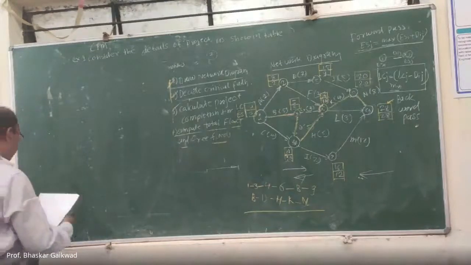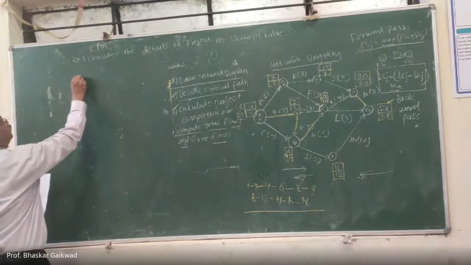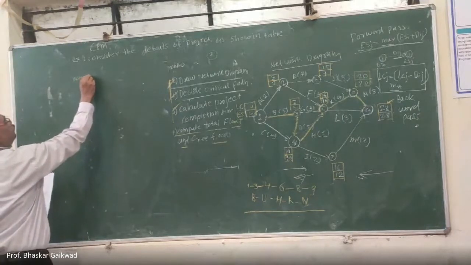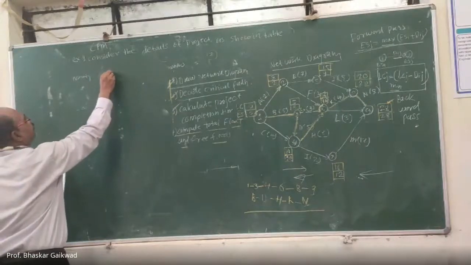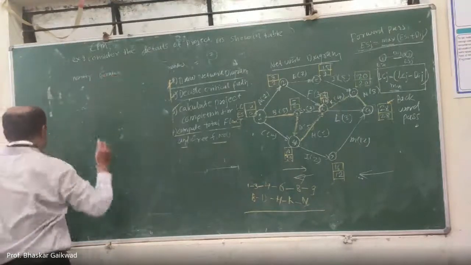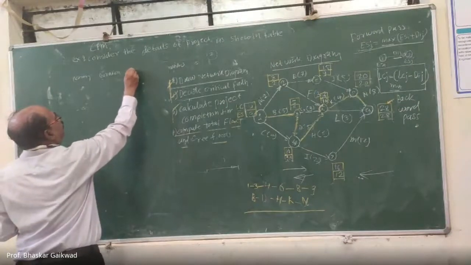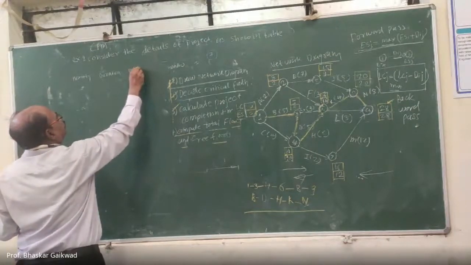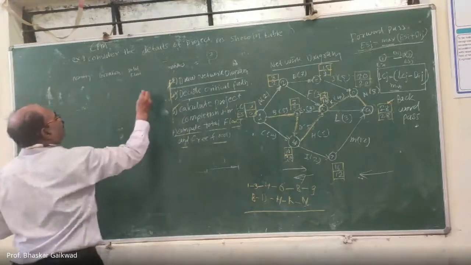Total float and free float. Here is the activity. After that, duration. And here, total float. And here it is free float.